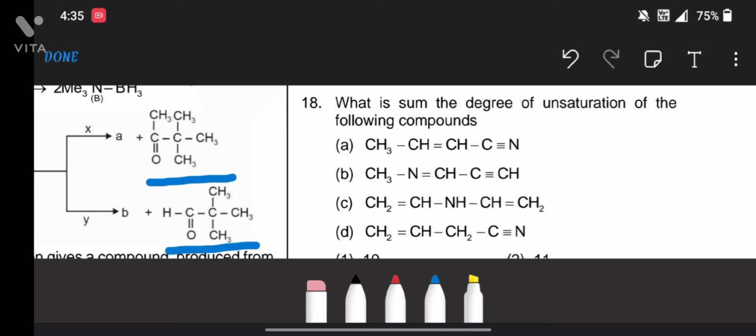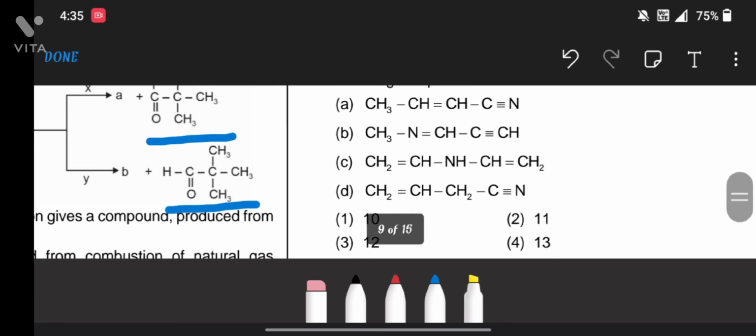See the options they are given. Option A: CH3-CH=CH-C≡N. Option B: CH3-N=CH-C≡CH. Option C: CH2=CH-NH-CH=CH2. Option D: CH2=CH-CH2-C≡N. These are the options they have given.